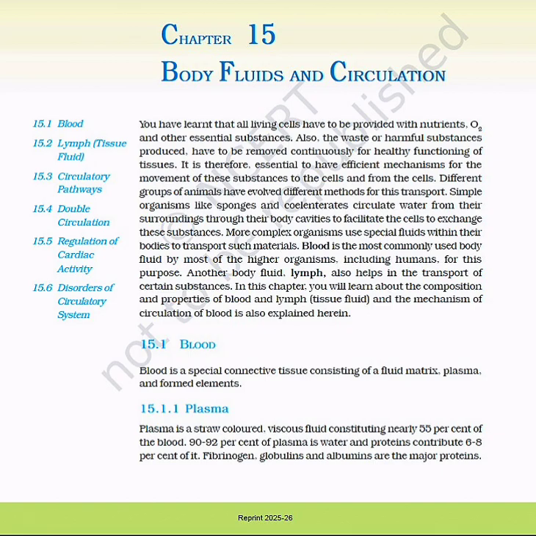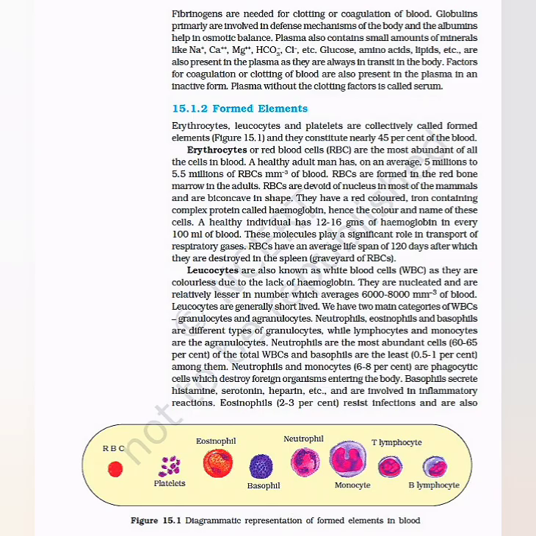Blood. Blood is a special connective tissue consisting of a fluid matrix, plasma, and formed elements. Plasma. Plasma is a straw-colored, viscous fluid constituting nearly 55% of the blood. 90 to 92% of plasma is water, and proteins contribute 6 to 8% of it. Fibrinogen, globulin, albumin are the major proteins. Fibrinogen is needed for clotting or coagulation of blood. Globulins primarily are involved in defense mechanisms of the body, and the albumins help in osmotic balance.